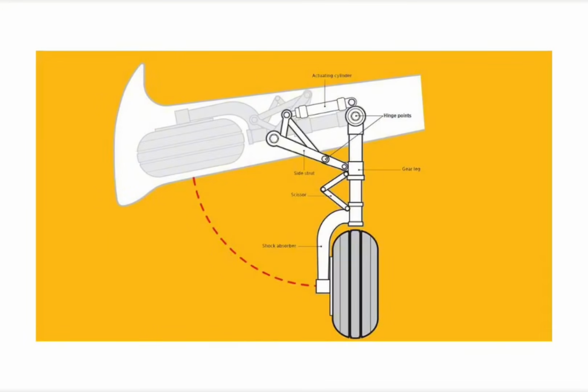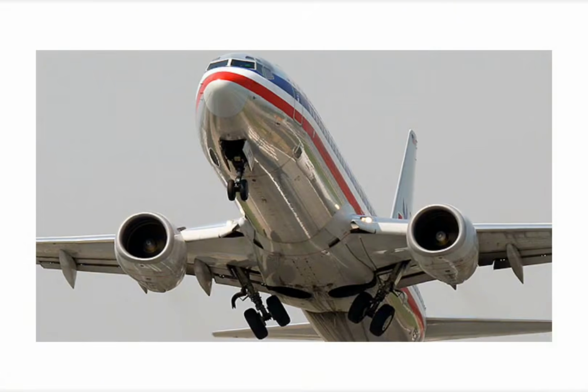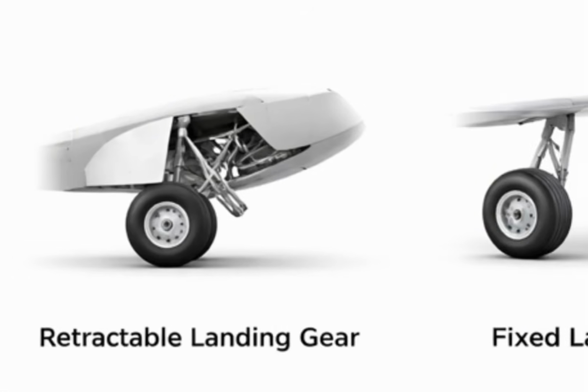Retractable landing gear. Retractable landing gear is designed to fold into the aircraft's fuselage or wings after takeoff. By pulling the wheels inside the aircraft, drag is reduced and the airplane becomes more aerodynamic during flight. This system improves fuel efficiency and allows aircraft to fly faster. Retractable landing gear is commonly used on commercial airliners, high-performance private aircraft, and many military airplanes.